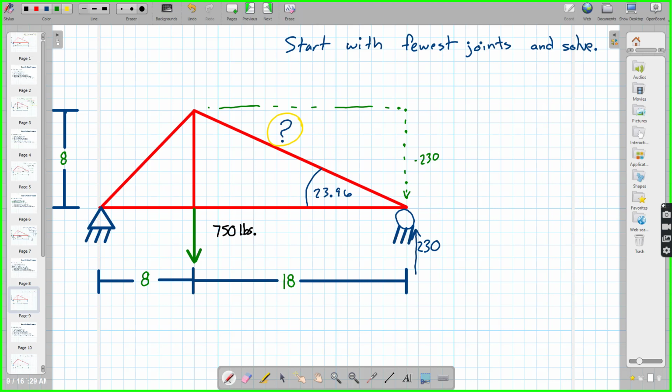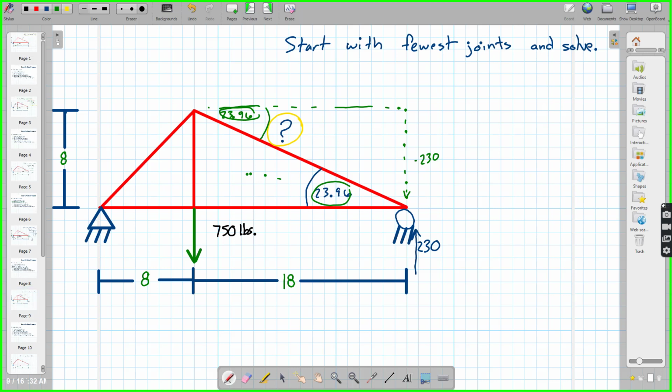Now you know a few things here, right? Because of that alternate interior angle thing, this angle up here is 23.96. So you got that one and that one. They're going to be the same. Essentially, we took this triangle here and we flipped it over, right? All right, so we've got our forces in there.